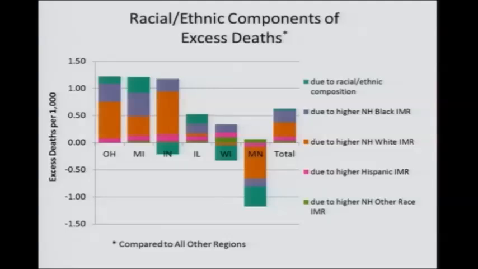And then the orange bars are due to higher non-Hispanic white infant mortality rates, and that occurred in 3 states, really, Ohio, Michigan, and Indiana. So there's a combination of higher rates in both the black and white populations in this region.